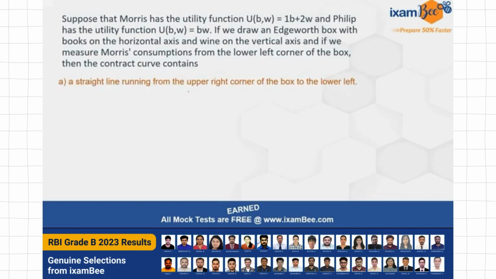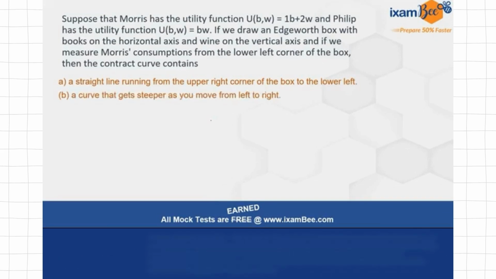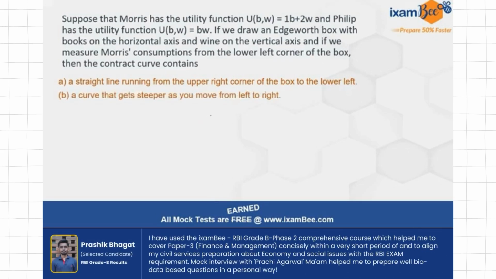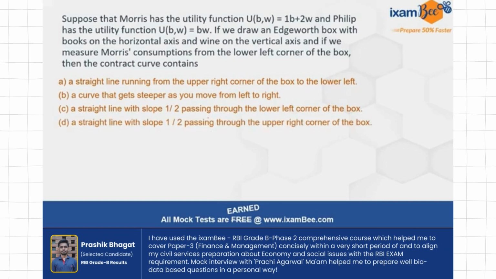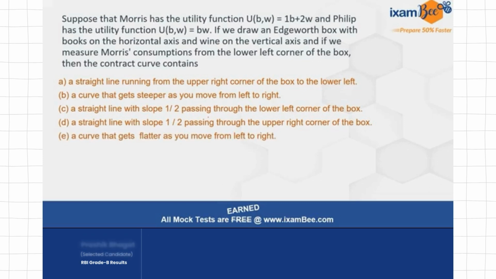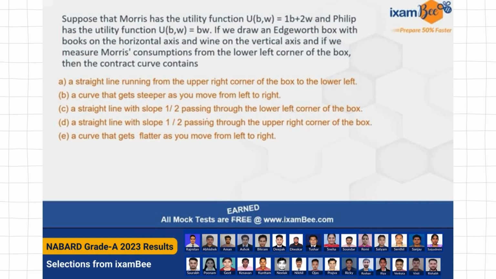The options are: a straight line running from the upper right corner of the box to the lower left, a curve that gets steeper as you move from left to right, a straight line with slope half passing through the lower left corner of the box, a straight line with slope half passing through the upper right corner of the box, or a curve that gets flatter as you move from left to right. So what kind of contract curve would it look like? That's what we need to know.